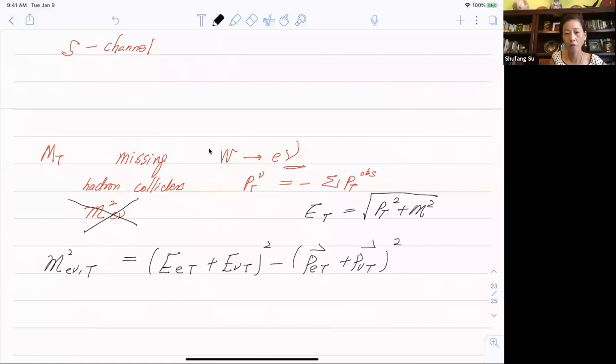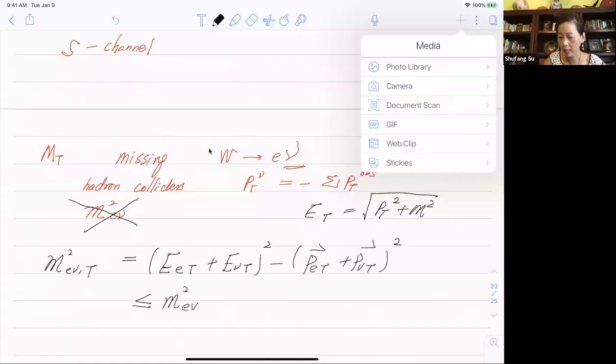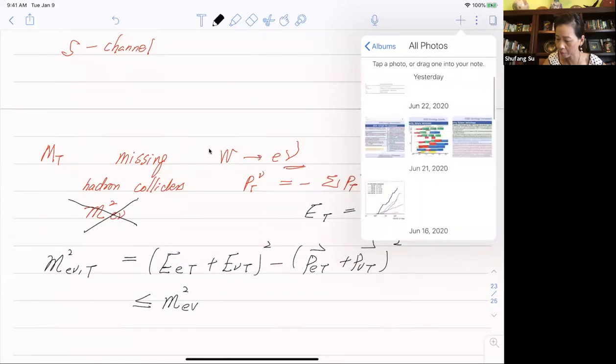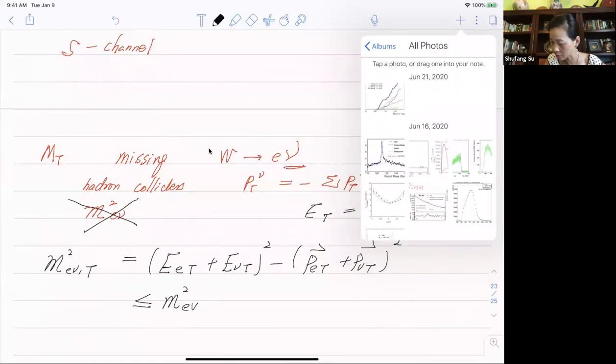This object, of course, is not going to be a single value, because it's a transverse quantity, it's not the entire thing over here. But on the other hand, when you look at its distribution, it's going to be less than or equal to the original invariant mass. So you're going to see a distribution, but you're going to see an edge to it. Okay, so for example, I can show you an example of how that looks. I think it's this one over here.